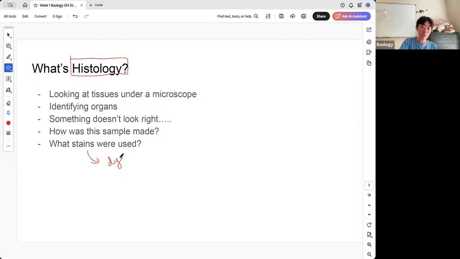Or, for example, in plant stains, we use, what is it called? It's pink. Is it safranin? Do we use safranin to stain lignin in plants? I don't know, but something like that. The point is, we use different stains to isolate different parts of a cell, and that also gives the characteristic looks.